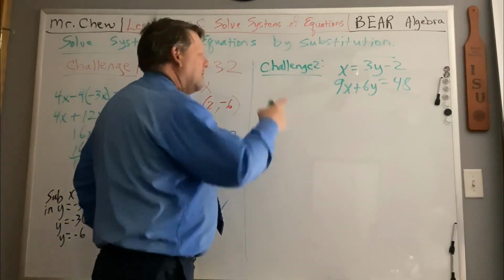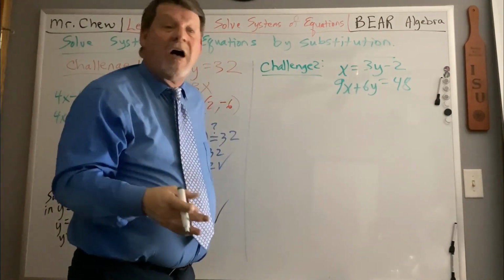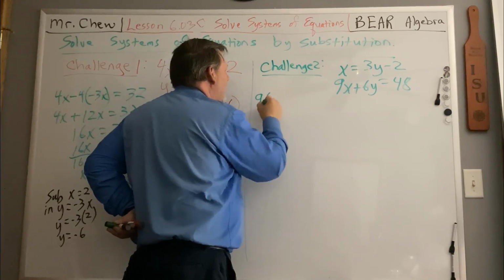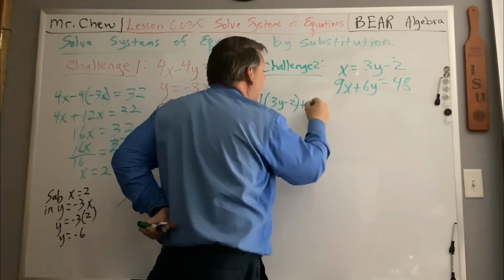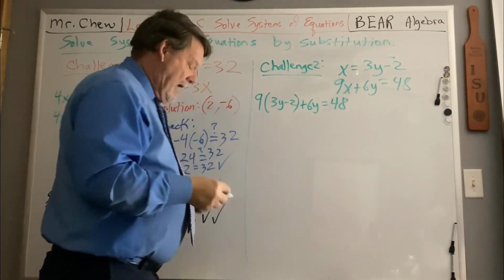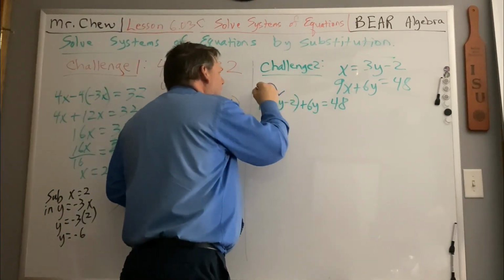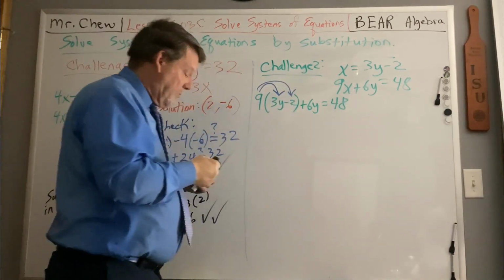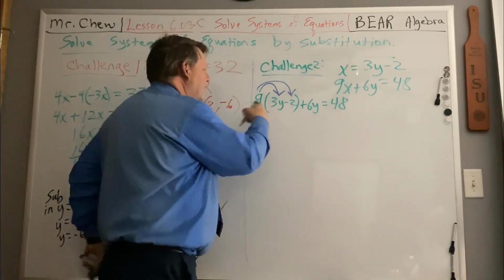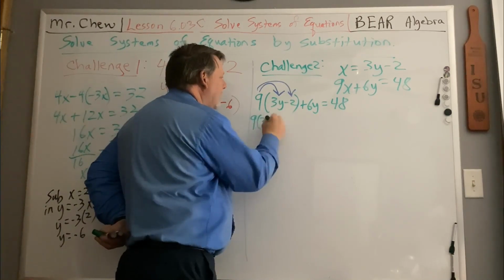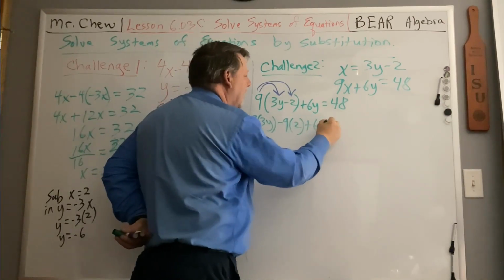I know you're saying, well, I don't know what all those nomials mean. Well, that's fine. Let's just take this equation now, and where there's an x, substitute 3y minus 2, and then solve it step by step. So I have 9 times (3y minus 2), where I use the substitution property of equality, plus 6y equals 48. Now, I had some earlier videos on this. Whenever you've got a number outside of parentheses with an algebraic expression inside, you have to multiply that 9 by both things. It's called the distributive property. So I have 9 times 3y minus 9 times 2 plus 6y equals 48.